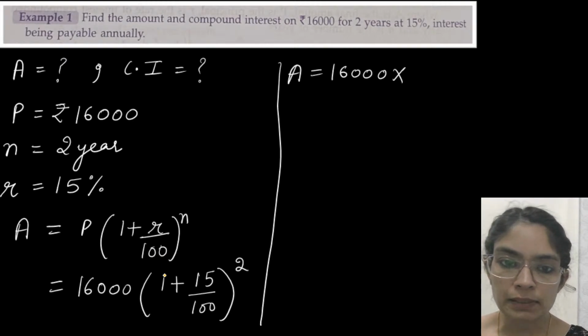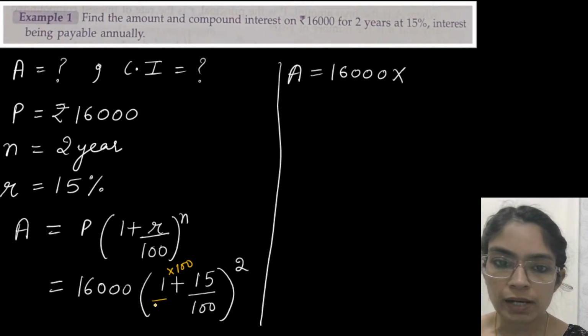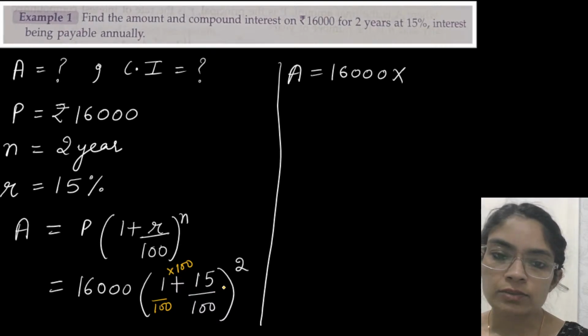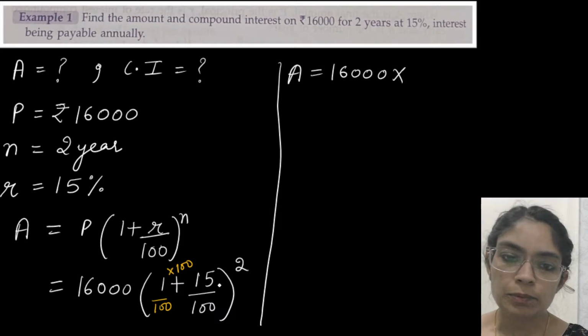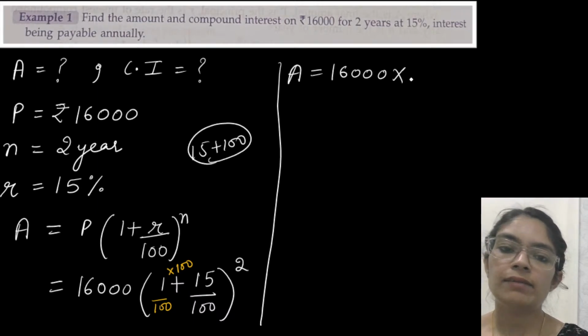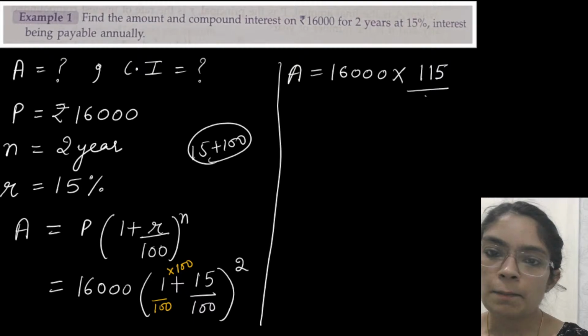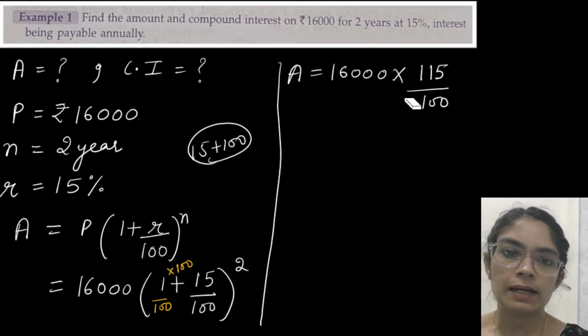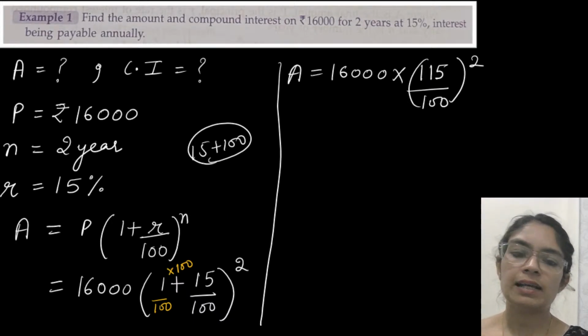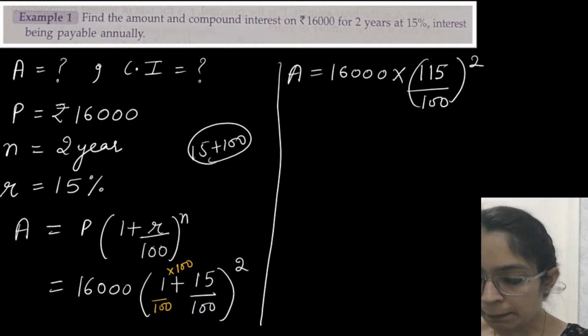If you take LCM and solve this, you multiply this 1 with 100, and also divide with this 100. So you will get 115. Just remember, always here you just add both of these, 15 plus 100, same thing you will be getting. This is just a shortcut I am telling you. Whatever you are getting on this side, 15 by 100, you add 15 and 100. So 115 by 100, power 2. If you want, you can take LCM and do it.